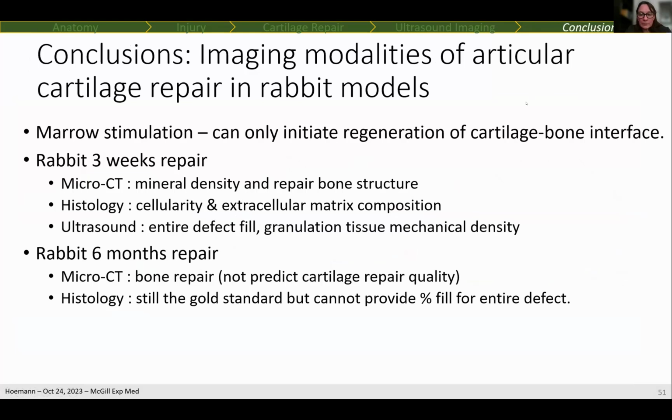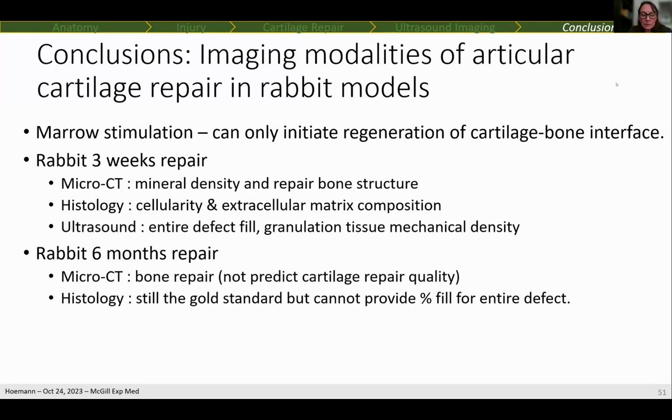So to conclude, there are different imaging modalities for articular cartilage repair in rabbit models. Marrow stimulation can only initiate regeneration, and we can use implants to alter the way the tissue regenerates. At 3 weeks, you can use micro-CT to look at the mineral density and the repair bone structure. If it's remodeling or absorbed, histology can tell you more about the matrix composition. You really do need histology to look at the cells and what the tissues are in the defect. And the ultrasound that we did showed you can get entire defect fill and maybe a measure of granulation tissue mechanical density.